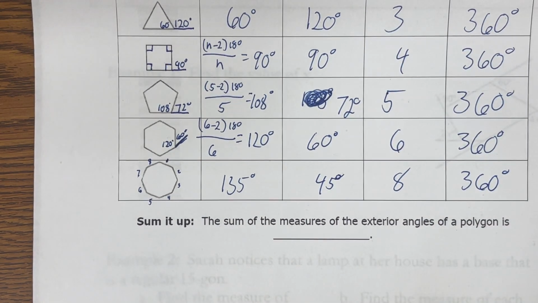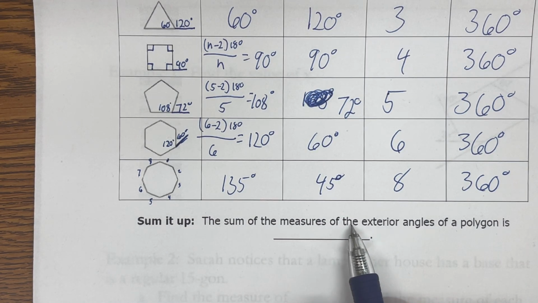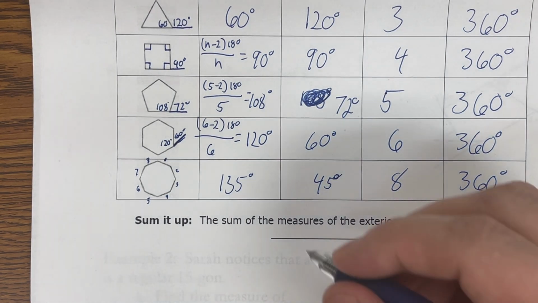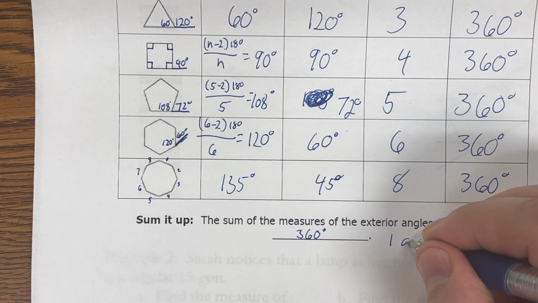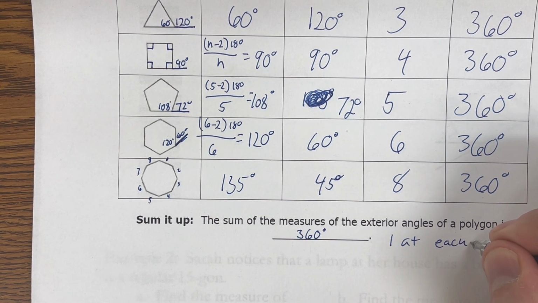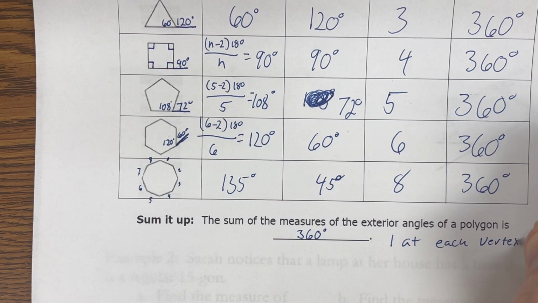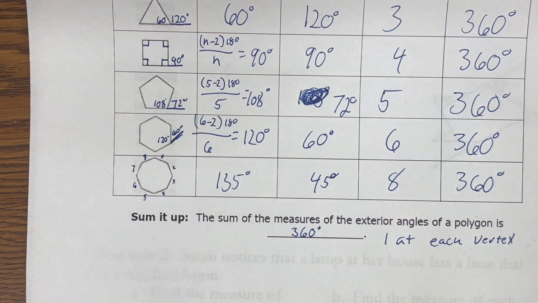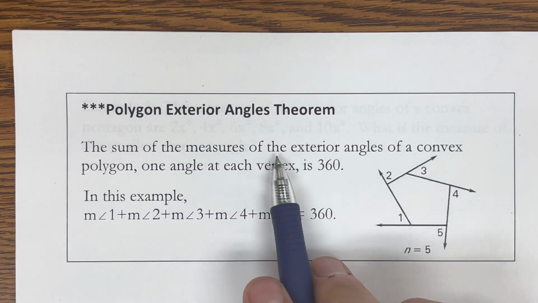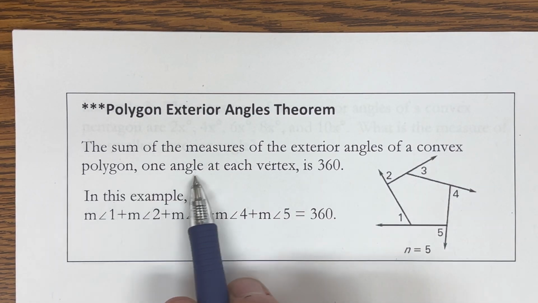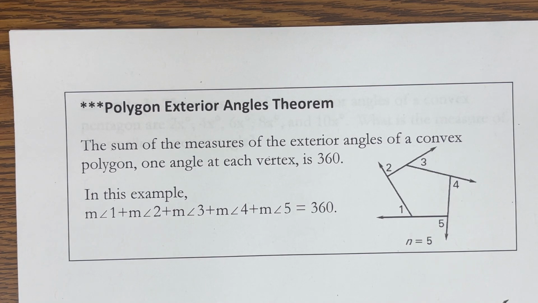So to sum it all up, the sum of the measures of the exterior angles of a polygon is always 360 degrees. That is one at each vertex. Technically, you could draw two, but we're assuming we're only drawing one, okay? So the exterior angles theorem states the sum of the measures of the exterior angles of a convex polygon, one at each vertex, is always 360 degrees. It doesn't matter if it's a 100-sided figure. If we find each exterior angle and add them all up, it's always going to add up to 360.